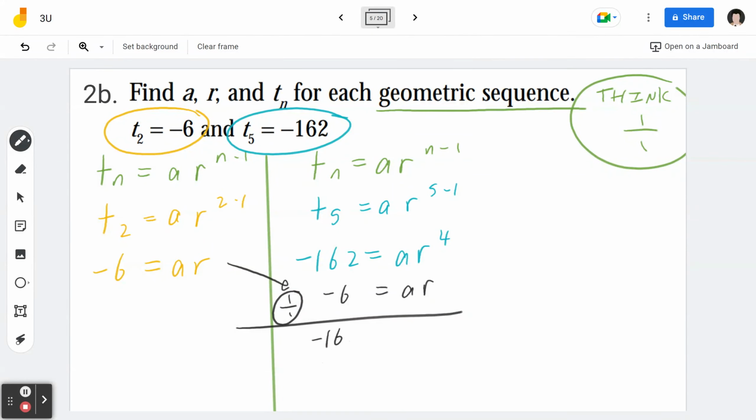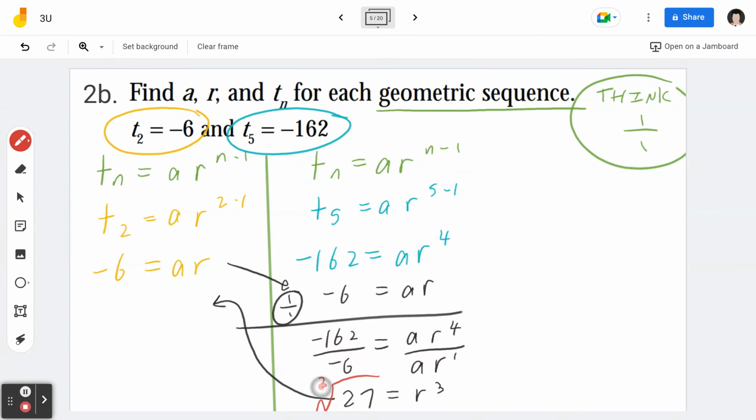I take negative 162 divided by negative 6, which equals a times r to the 4 divided by a times r. Again, you can use a calculator, you can use mental math, but negative 162 divided by negative 6 is going to be 27. a divided by a is going to be 1. r to the 4 divided by r to the 1 is r to the power of 3. Again, I hope you can see the opposite of r cubed is you take the cube root. Now, because it's the cube root, there's only one answer. There's not plus or minus. That's only when you take a square root. So if you take the cube root of 27, 3 times 3 times 3 is 27. So r is going to be 3.